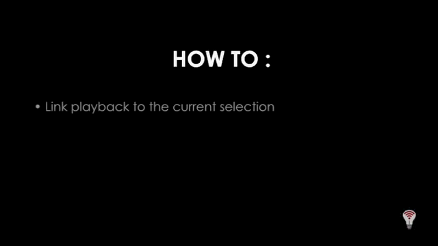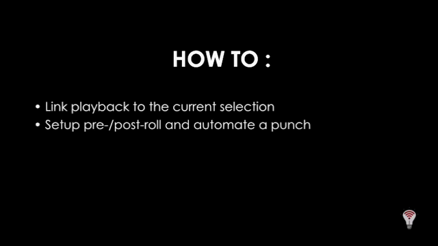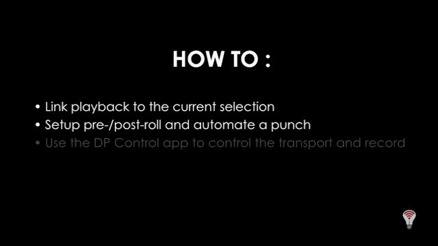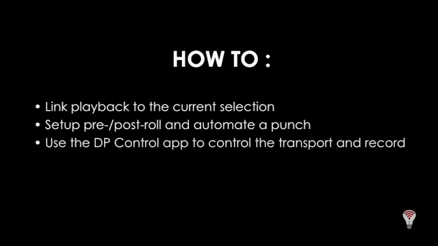In this video, you learned how to link playback to the current selection, set up pre- and post-roll and automate a punch, use the DP Control app to control the transport and record, and rescue audio from a bad punch with DP8's PunchGuard feature. In the next steps, we'll record MIDI in real time with Step Record and QuickScribe.